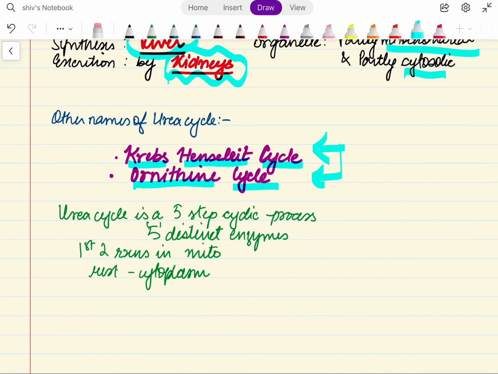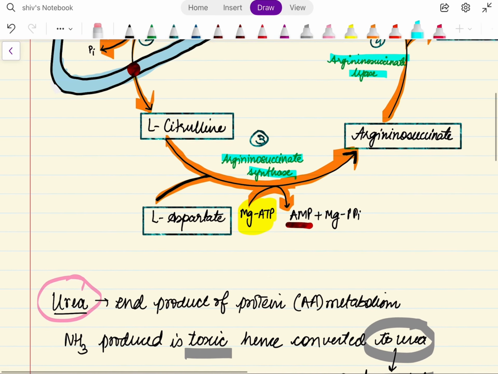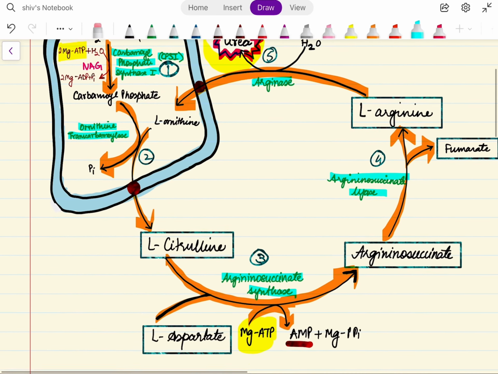Now, the urea cycle is a 5-step cyclic process where there are 5 distinct enzymes. The first 2 reactions occur in the mitochondria and the rest of the reactions occur in the cytoplasm. Having understood this, let's dive into the details of this very important cycle.